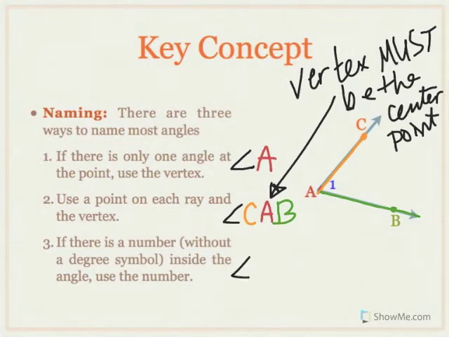Another way to name an angle is by using a number. Every once in a while you'll see a number on the interior of the angle next to the vertex, and so you can use that number to name the angle as well. So we can call this angle 1.